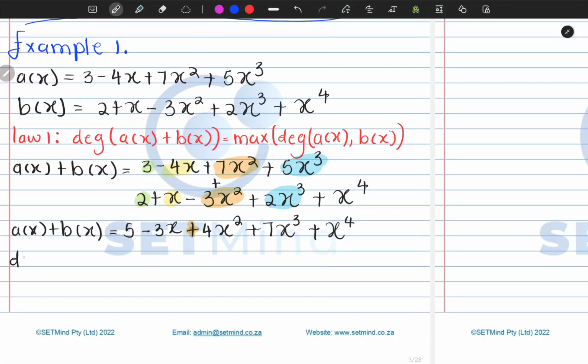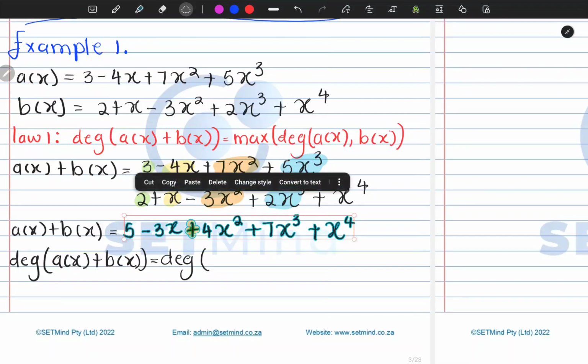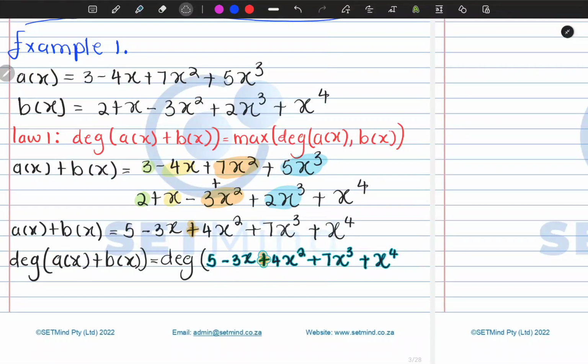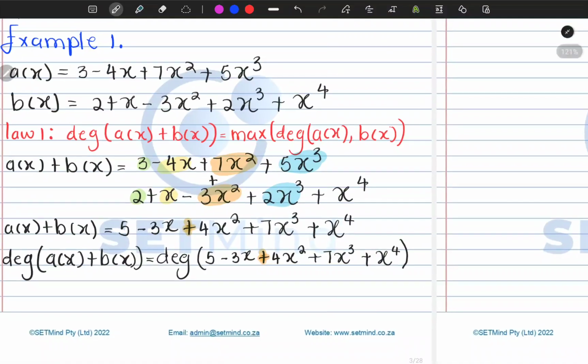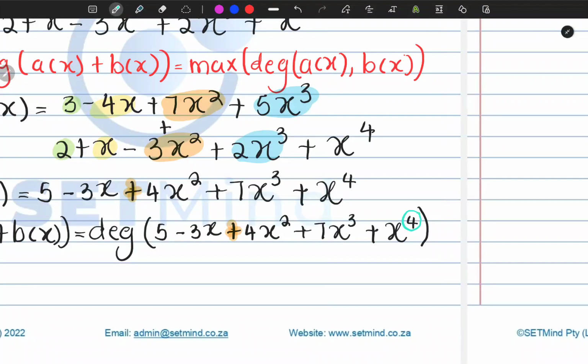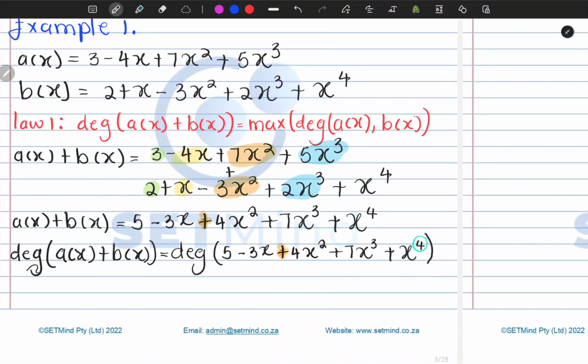So if you look carefully now, taking the degree of the sum of the two functions, a of x plus b of x, is just the same as taking the degree of whatever we have found. And remember, when we are looking for the degree, we always take the highest power which we see on that polynomial. So we'll be taking the degree of this expression. And if you observe carefully, you will see that 4 is the highest power. So the degree of a of x plus b of x is simply equal to 4.